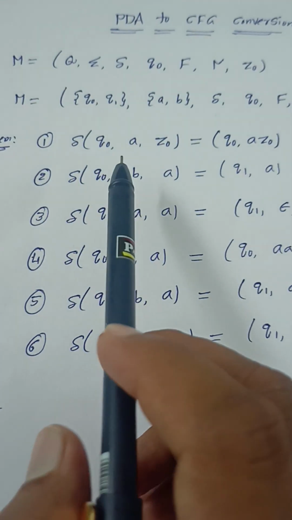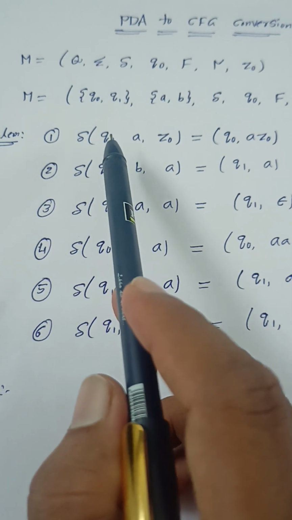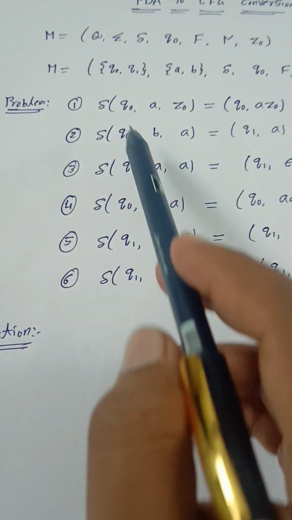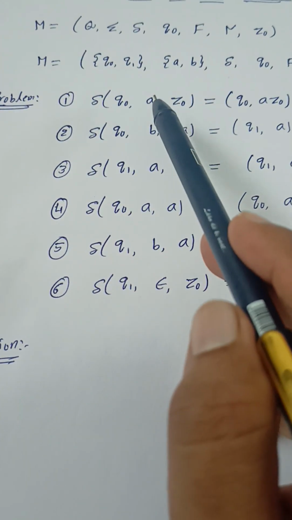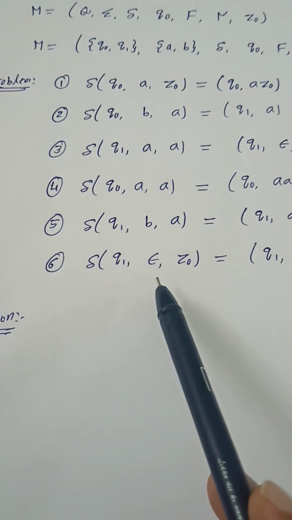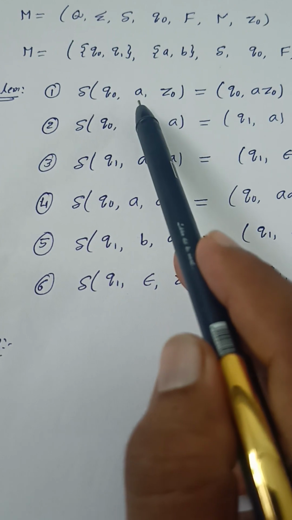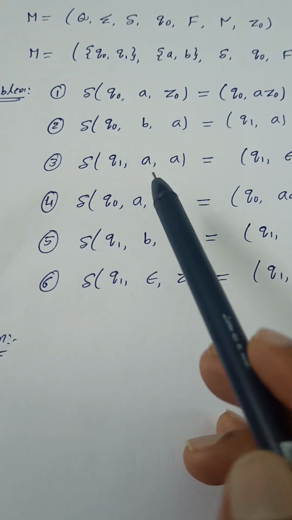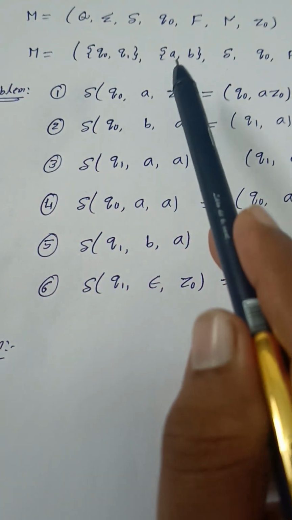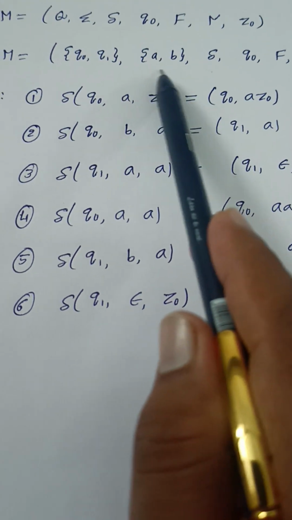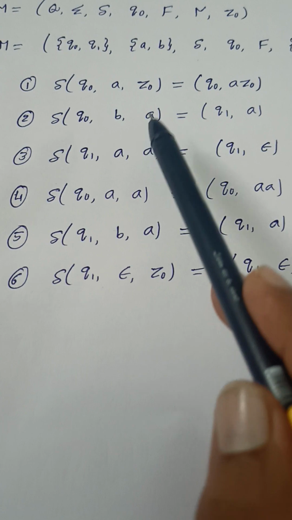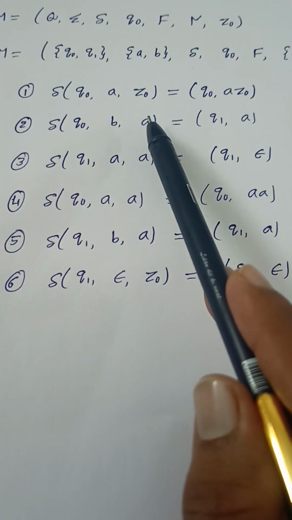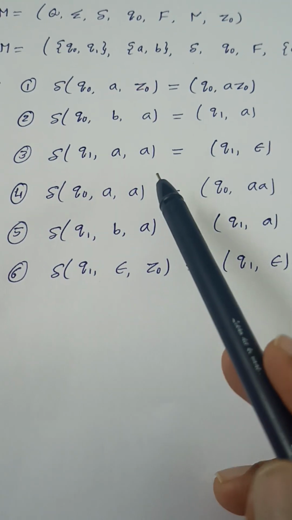Suppose we consider the transition function, the first column. The first fields are related to the states, second fields are related to the input symbols. So please observe here a b a, these are the input symbols. Next, the third fields are related to the stack alphabets. Here the stack alphabets are Z0 A.